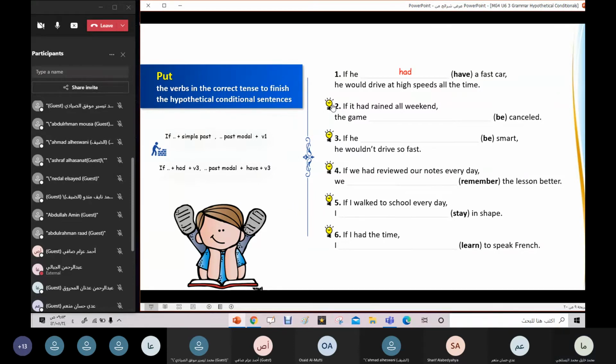Who can try? Sharif? Who can read? Here we have if, had, verb 3. If it had rained all weekend, the game would or could or might have been cancelled. Talking about possibilities, so we use might. Good. You realize here we use if, then had rained, past perfect. The second part, past modal plus have plus verb 3.